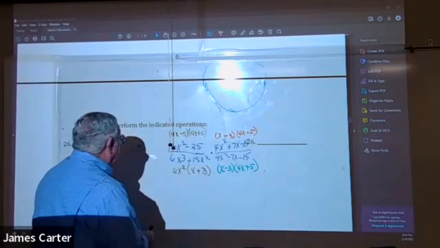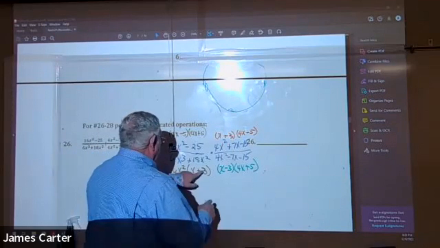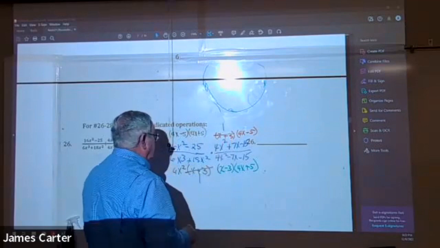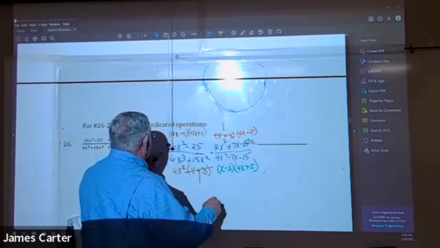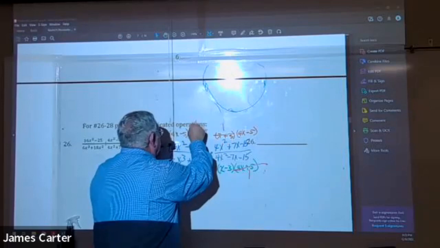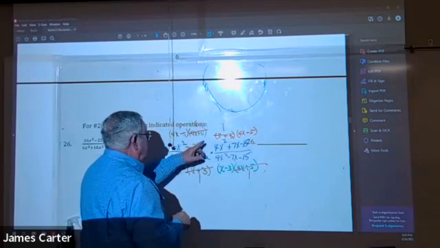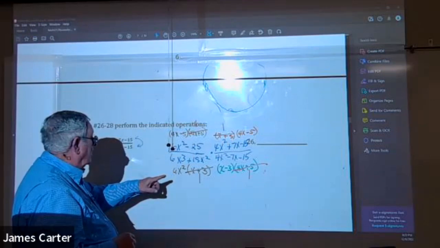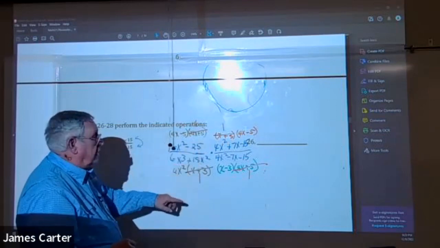Okay. Now let's cancel wherever we can. This x plus 3 cancels that x plus 3. This 4x plus 5 cancels this 4x plus 5. Do you see anything else that'll cancel? No. 4x minus 5, they don't cancel for the same stuff. They're on the same level. They can't cancel.